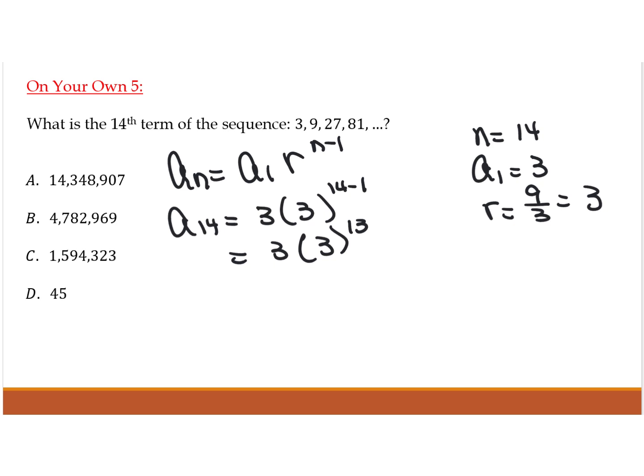3 parentheses 3 raised to the 14th power. Okay. 1, 4, 3, 4, 8, 9, 0, 7.